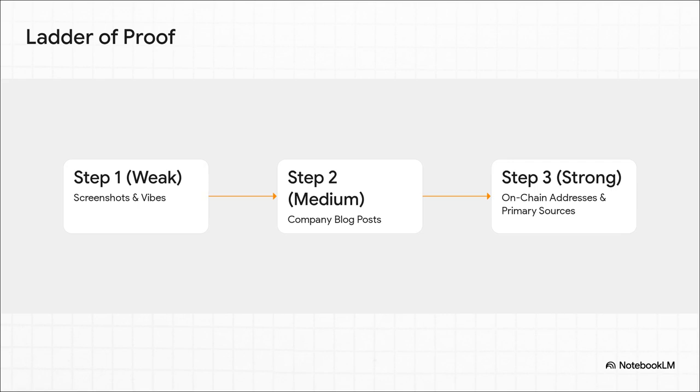Down at the bottom, the shakiest step, you've got stuff like screenshots and just vibes, things that are super easy to fake. In the middle, you have official company blog posts, which is better, but it's still just the company making a claim. And then at the very top, the gold standard, that's our on-chain data. That's the real unchangeable proof.